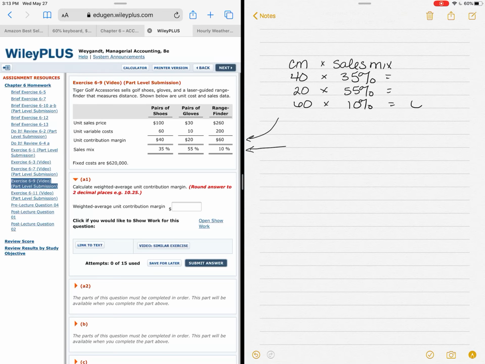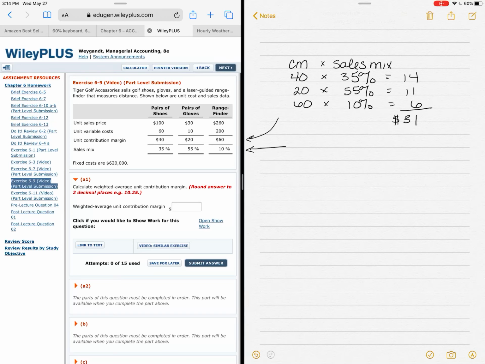Doing this, I'll have to do a little math here. The gloves should be 11, the range finder 6, and finally the 40 times 0.35 should be 14. So if I add this all together, we're looking at $31. This is my weighted average contribution margin.